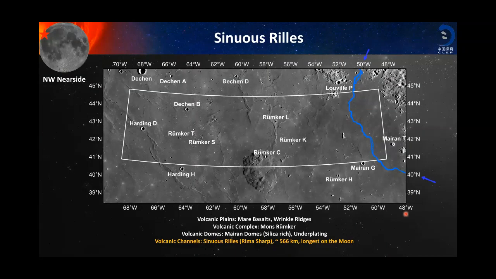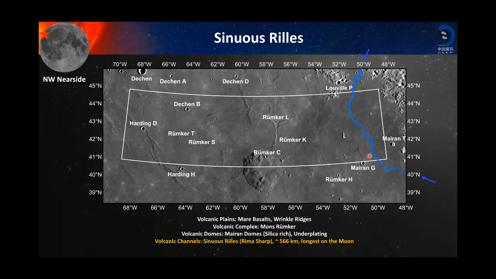Okay, Sinuous Rilles. There is a large Sinuous Rille in this region, which is named Rimasha by previous researchers, but we find that this Sinuous Rille Rimasha is actually composed of two independent Sinuous Rilles. One comes from the northeast direction, one comes from the southeast direction, and if the previous authors used low resolution data, they may have made some mistakes, and I think this is just one source area.